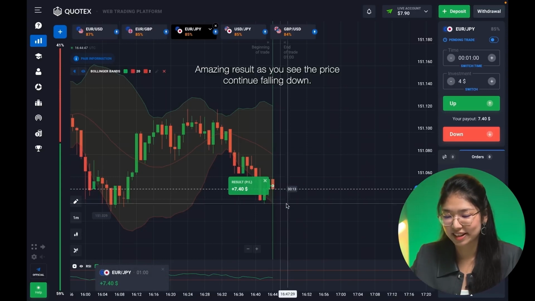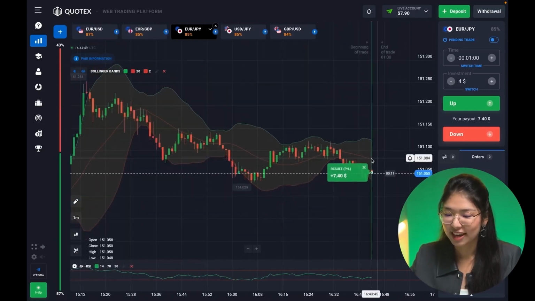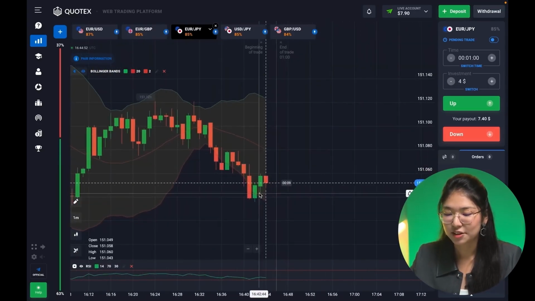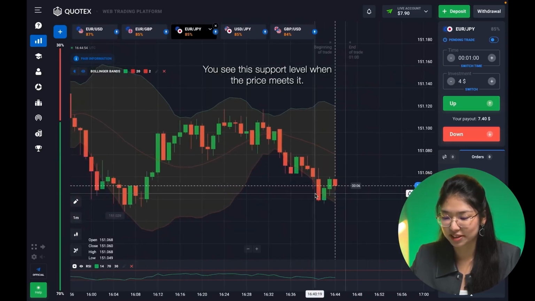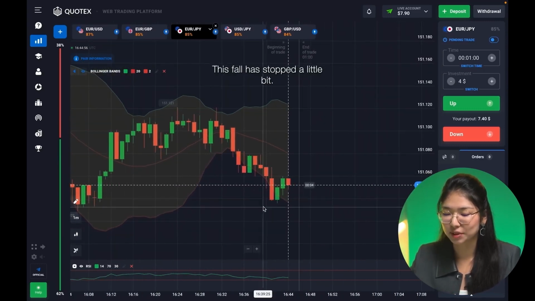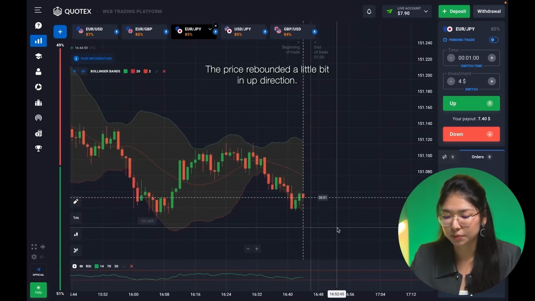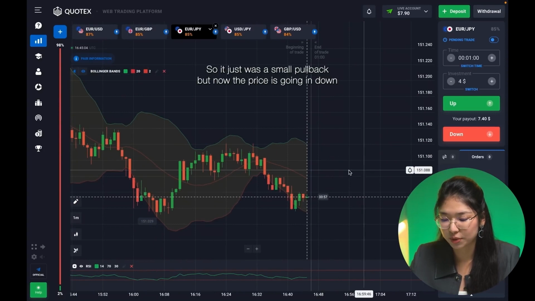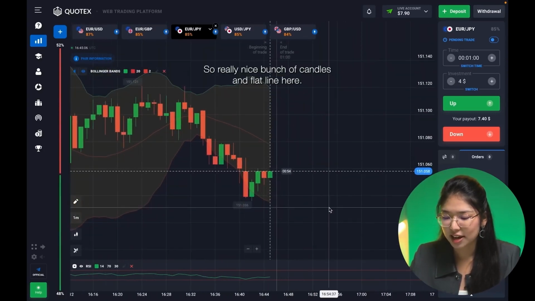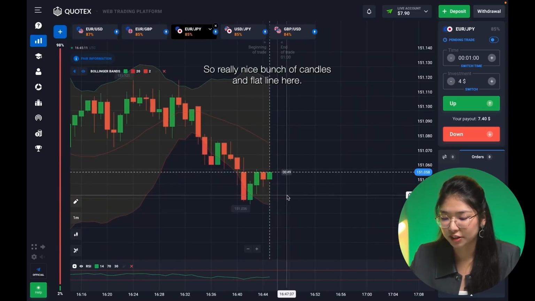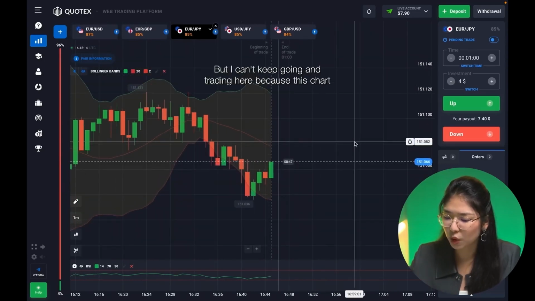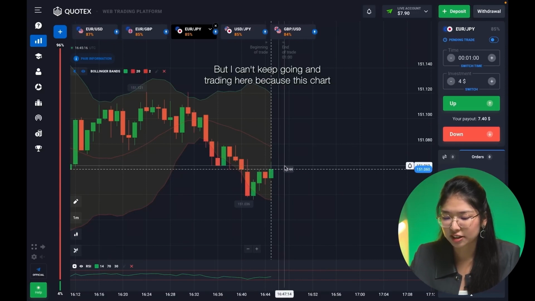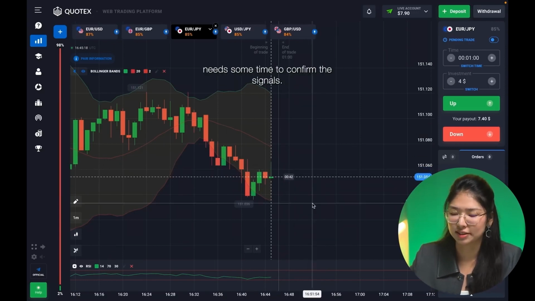So amazing result. As you see, the price continued falling down, and the price has stopped at this level. You see the support level when the price meets it, and this fall has stopped a little bit. The price rebounded a little bit in the up direction, and it was just a small pullback, but now the price is going in the down direction again, and really nice bunch of candles. And flat line here, but I can't keep trading because this chart needs some time to confirm the signals, guys.